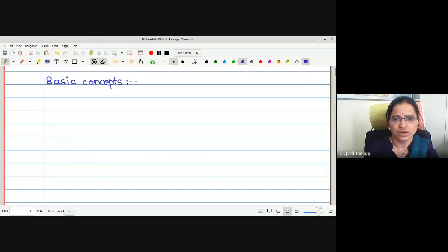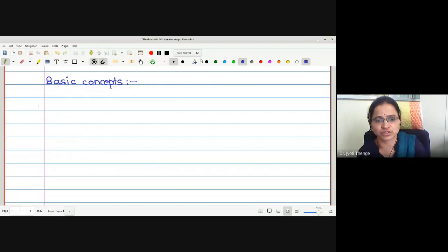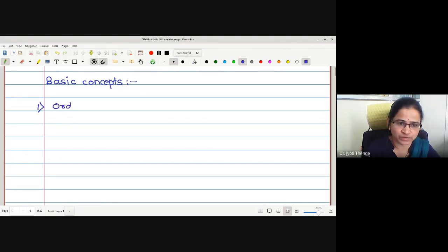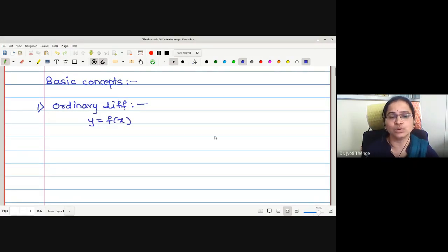We know the geometrical interpretation of the ordinary derivative of a function of one variable: it gives us the rate of change of the given function at the given point. Also, it gives us the slope of the tangent at the particular point. Let me write. First, we will start with ordinary differentiation. If we are dealing with ordinary differentiation, it is truly for functions of one variable of the type y equal to f of x.